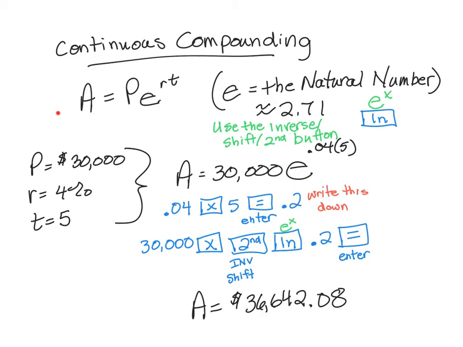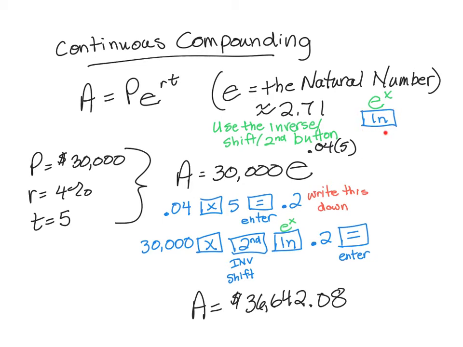Here's the formula. A is the accrued amount or the future value. P is the principal or the present value. This letter E is called the natural number. Some of you have seen this in a chemistry class maybe, or in some kind of science class. It's also used a lot in finance for what we're about to see. It's approximately 2.71. And on your calculator, you'll look for the LN key.